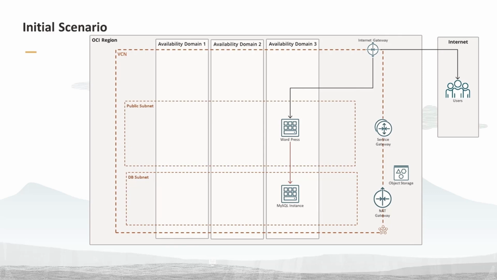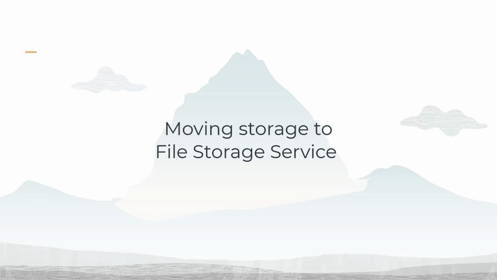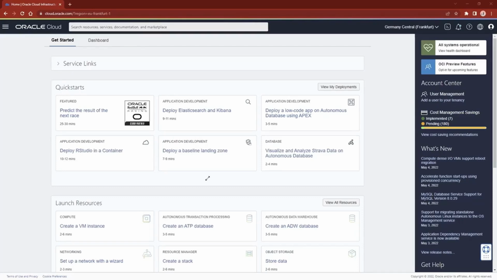The first instance is in a public subnet, and it will hold the web server for WordPress. The second instance is on a private subnet and it hosts the MySQL database. The first step I will do is to move the web server files to an NFS share. The file storage service provides a managed NFS service that is highly available.